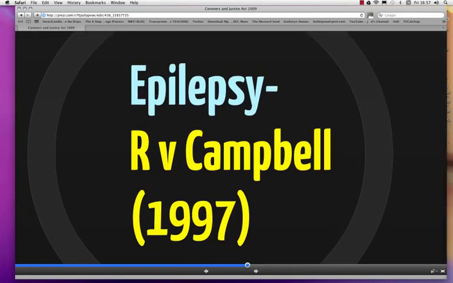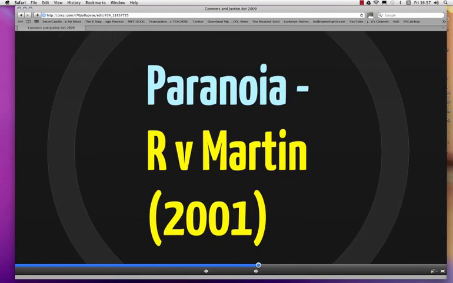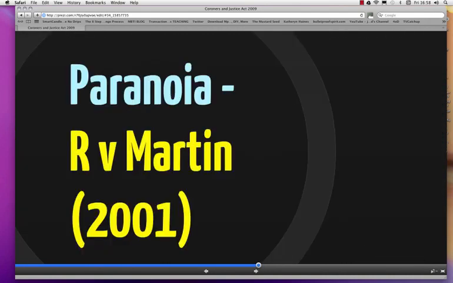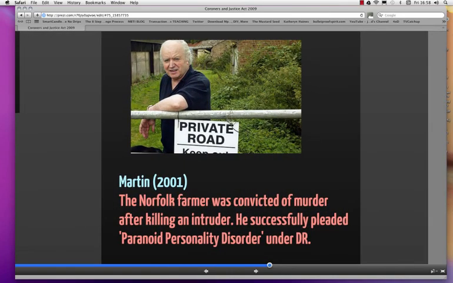Epilepsy, R v Campbell, 1997. Now, let me just go back to epilepsy again, actually. This is more like a physical disorder, but you'll find that both psychological and physical disorders can come into diminished responsibility. Paranoia, R v Martin, 2001, the very famous case about the Norfolk farmer who was convicted of murder after killing an intruder, but he successfully pleaded paranoid personality disorder under diminished responsibility for that killing.